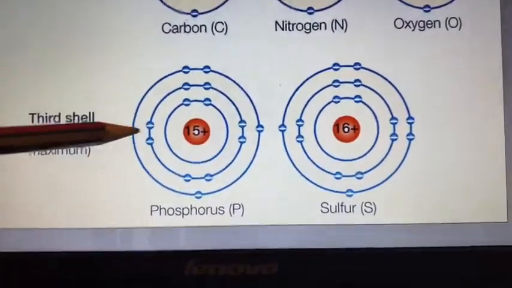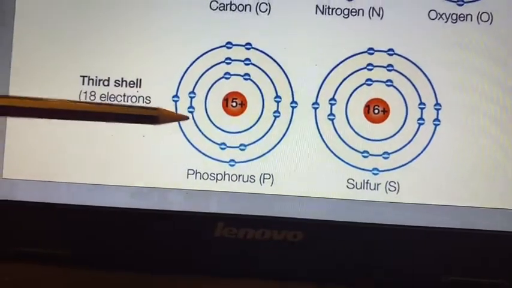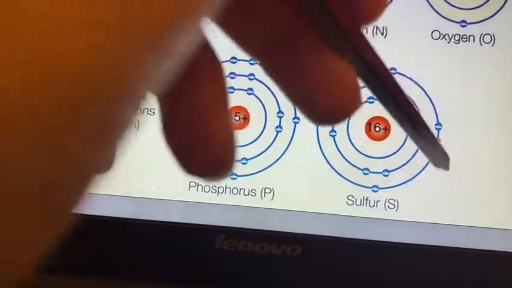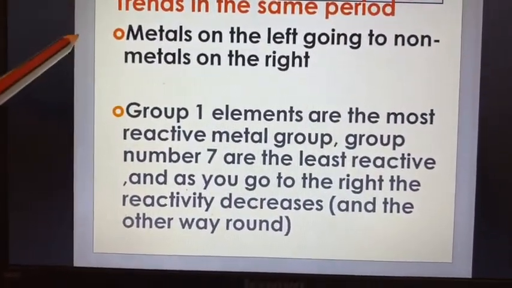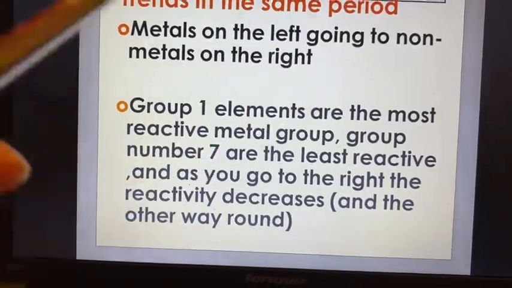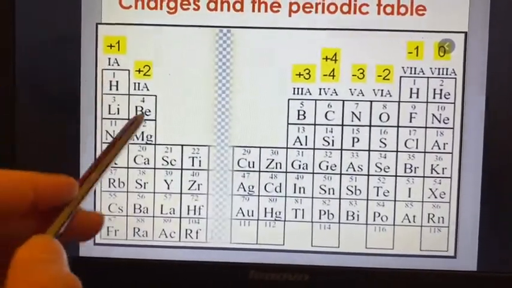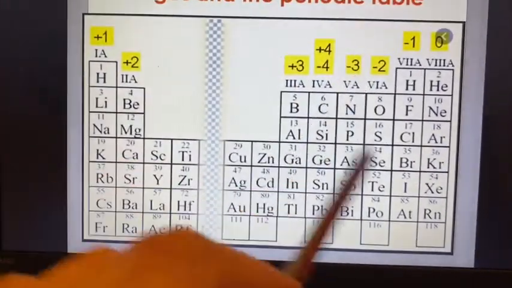Again here I have phosphorus. Phosphorus has 1, 2, 3, 4, 5 electrons in the outer shell. 1, 2, 3, 4, 5, 6 electrons. What are the trends in the same period? Metals on the left going to non-metals on the right. As we said, here on the left are the metals. On the right are the non-metals.